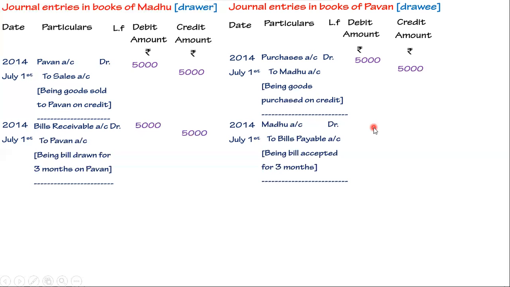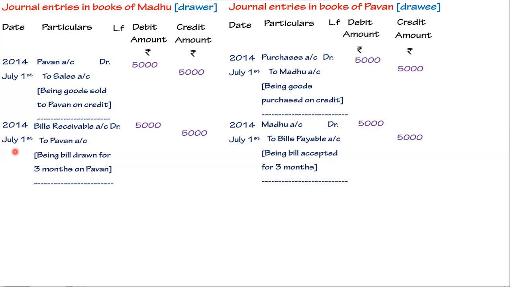Even in the books of the buyer, 5,000 will be recorded on the debit side, 5,000 on the credit side. Now the time period allowed by the seller to the buyer is 3 months. So from July 1st we have to calculate 3 months. So July 1st, August 1st, September 1st, October 1st. So 3 months are ending on October 1st.